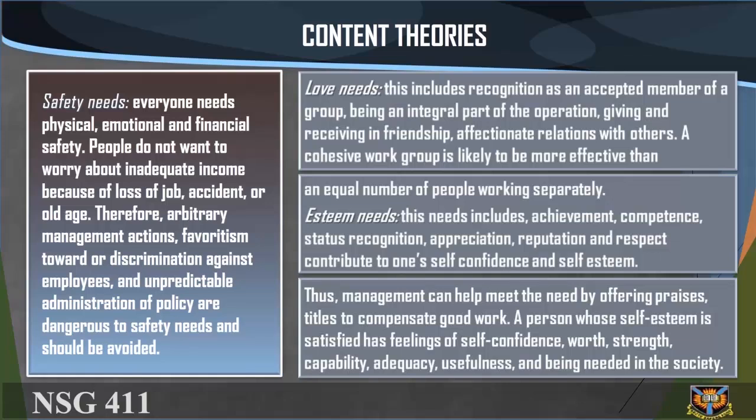Esteem needs. These needs include achievement, competence, status, recognition, appreciation, reputation, and respect, which contribute to one's self-confidence and self-esteem. Thus, management can help meet the need by offering praise and titles to compensate good work. A person whose self-esteem is satisfied has feelings of self-confidence, worth, strength, capability, adequacy, usefulness, and being needed in the society.